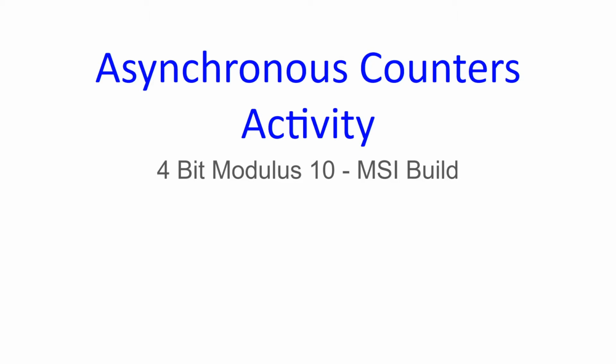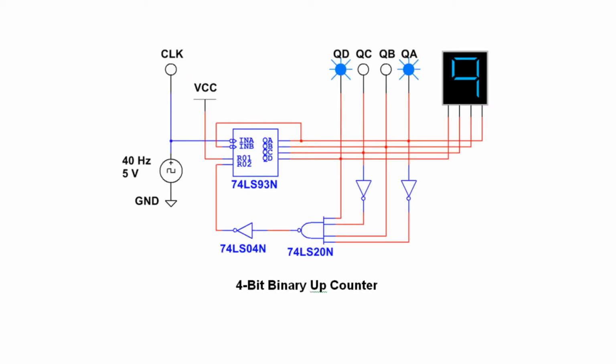And specifically, we're going to build a 4-bit modulus 10 counter, which is one of the components that goes into the 60-second timer build. So this is an example of the design we're going to be implementing.